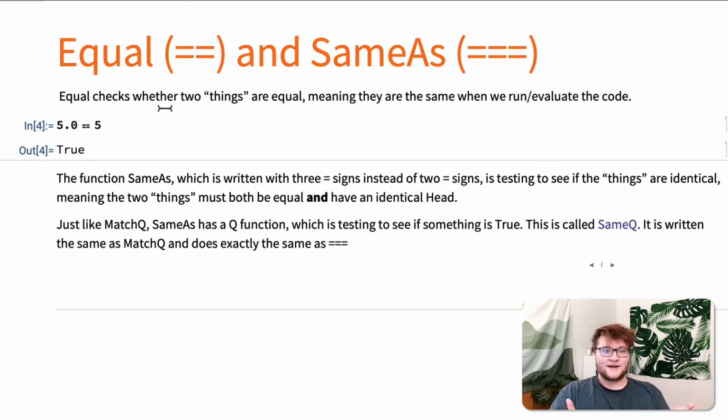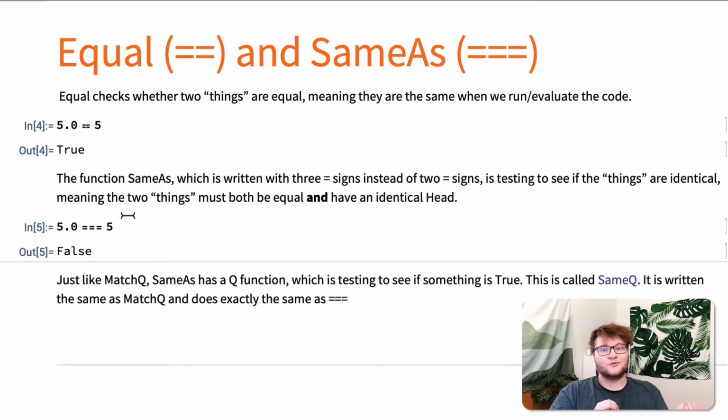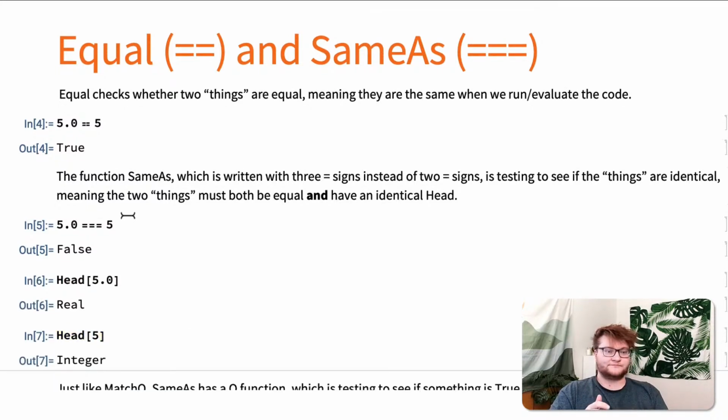The function SameQ, which is written with three equal signs instead of two equal signs, is testing to see if the things are identical, meaning that the two things must both be equal and have an identical head. If we test 5 and 5.0 with three equal signs to test with SameAs, we're going to get false because they don't have the same head. 5.0 has a head of Real and 5 has a head of Integer.